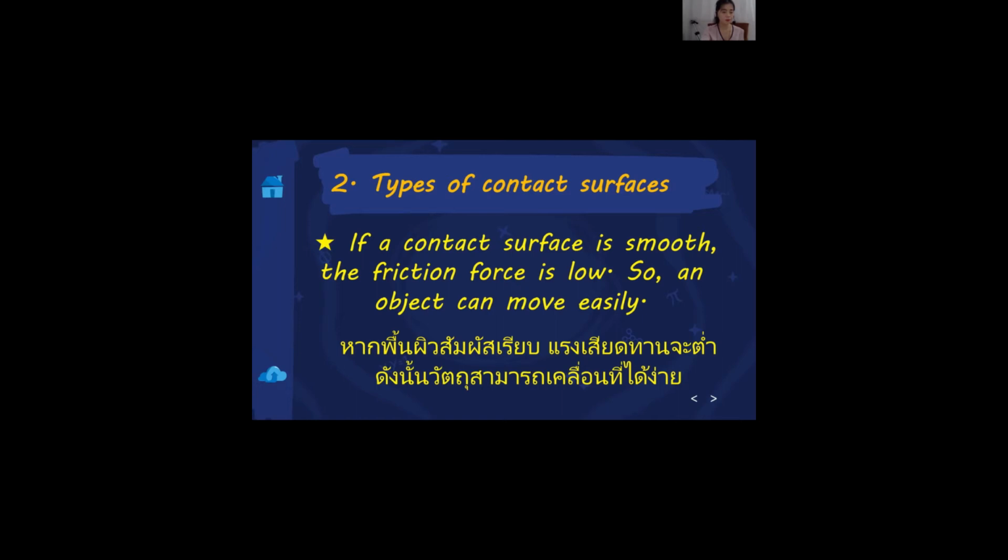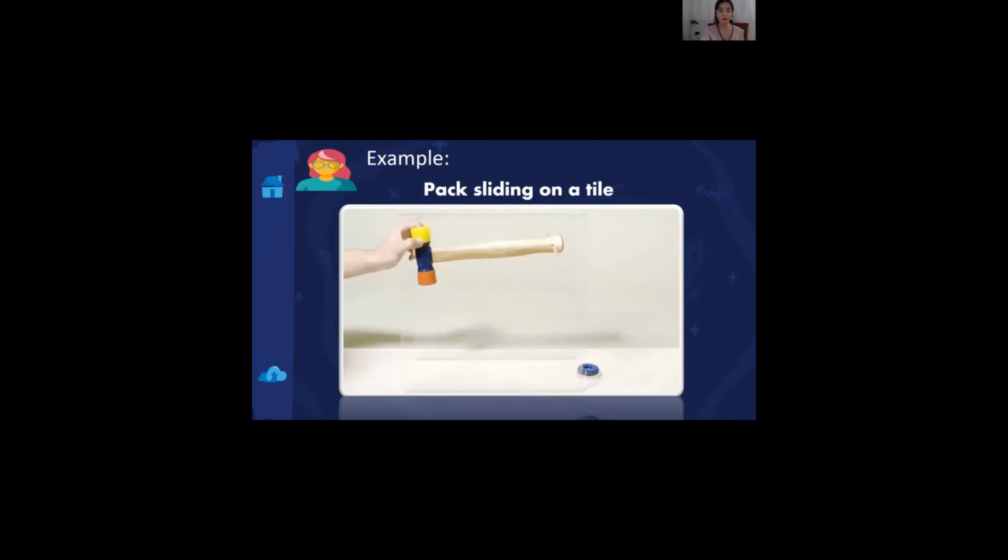Okay, for example, we have a puck sliding on a tile. When we say tile, class, it is smooth, right? It is smooth. The surface is smooth. Let's watch this video first.